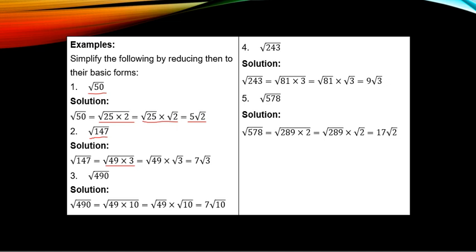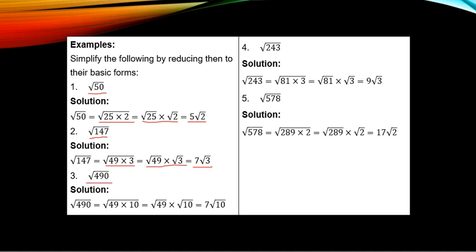Because in basic form, after you break it down, one of them will be a perfect number, the other one is a non-perfect number. So you have 49 and 3. If you break it down, you have it in this form: square root of 49 is 7, times root 3. Okay, so let's check another example.